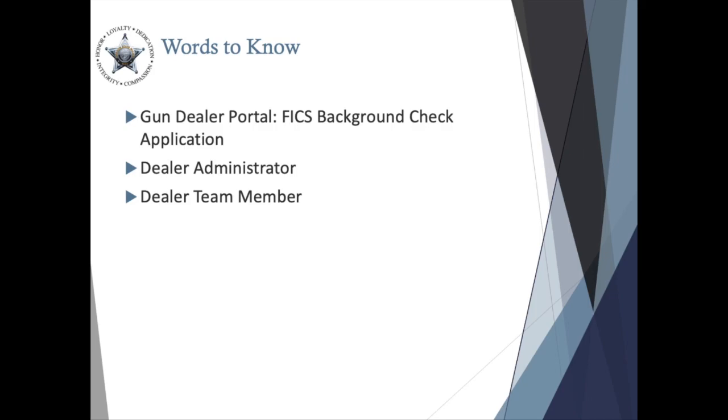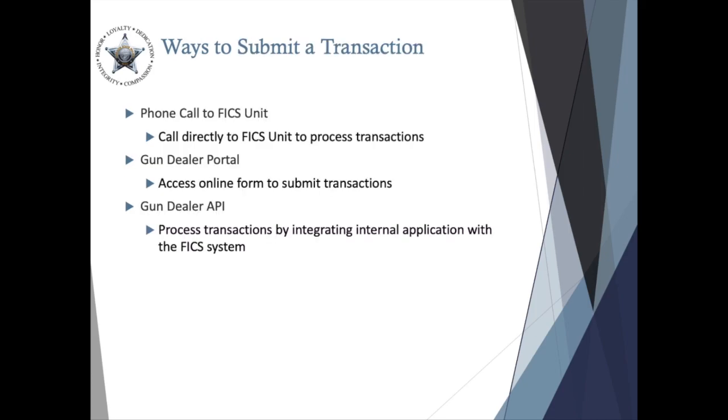The next piece of information that I'd like to share with you is the different ways a dealer can submit transactions to the FICS unit. The first is to make a phone call to the FICS unit directly in order to process any dealer transactions. The second is to access the FICS background check application, also known as Dealer Portal, to submit background checks.